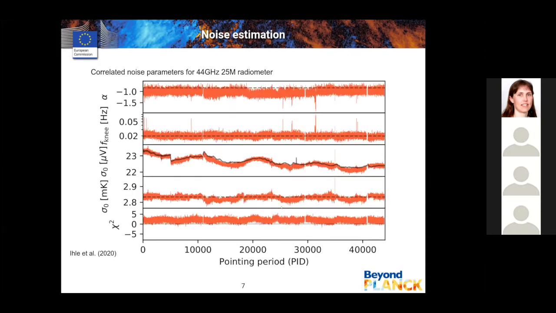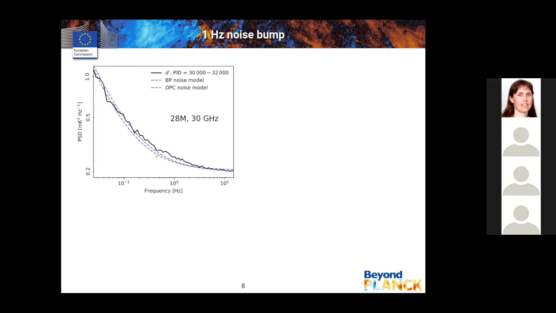But what we also saw back in November was that for some detectors we had this excess of chi-squared per PID, and this was an outstanding issue back then, which we looked a bit further into. We saw that for some PIDs, for example here from 30,000 to 32,000, if we included only those PIDs, there was a slight excess of noise compared to what the model predicted, between 0.1 and 5 hertz roughly.